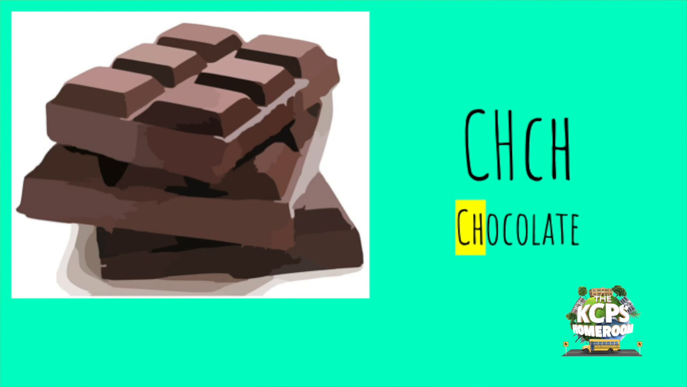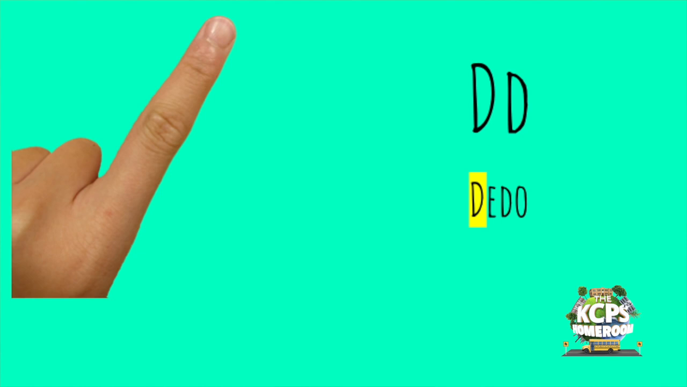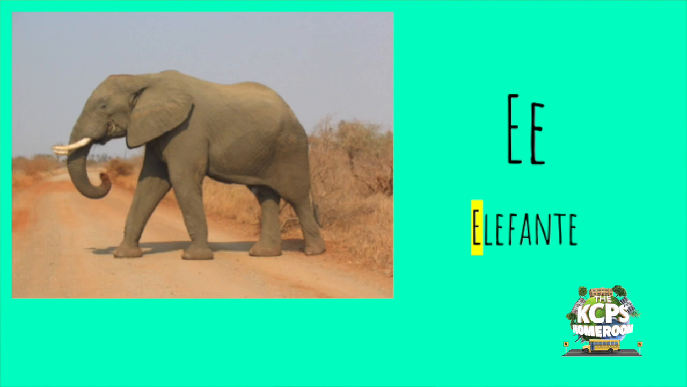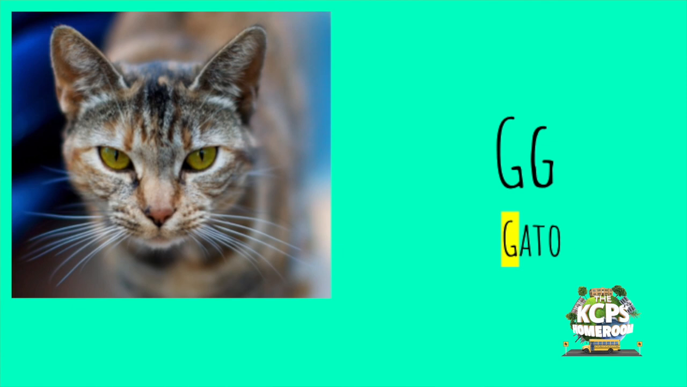We have that sound again. Chocolate. Repeat, chocolate. De, for dedo. Dedo is your finger. E, for elefante. Repeat, elefante, for an elephant. F, for fuego. Repeat, fuego, which is fire. G, for gato. Gato is a cat.